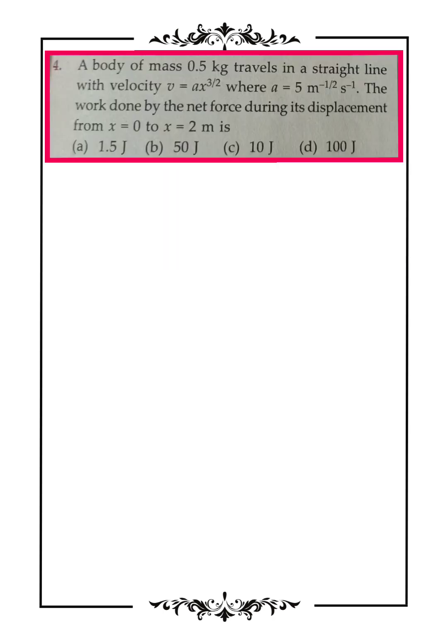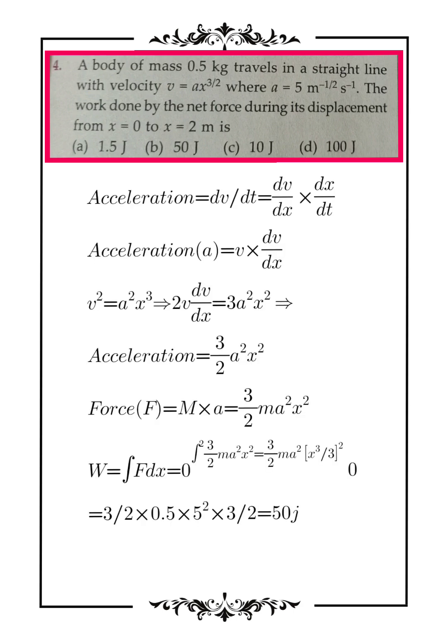A body of mass 0.5 kg travels in a straight line with a velocity v is equal to a into x power 3 by 2, where a is equal to 5 meter per second. The work done by the net force during its displacement from x is equal to 0 to x is equal to 2 meters is. Here velocity is given in terms of the relation v is equal to a x power 3 by 2, where a is equal to 5 meters per second.